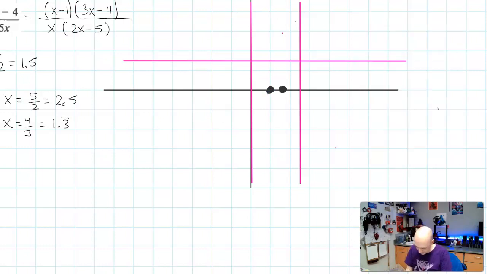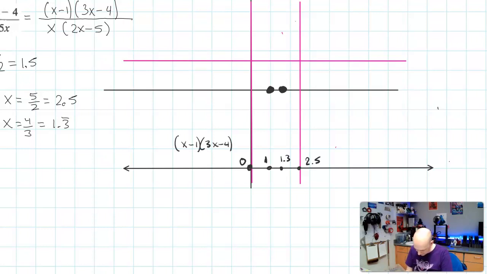Make a little baby number line underneath our graph. We put on that number line the boundary values. So the boundary value is 0. We have a boundary value of 2.5. We have a boundary value of 1 and a boundary value of 1.3. And the equation I'm looking at is (x minus 1)(3x minus 4) over x(2x minus 5).